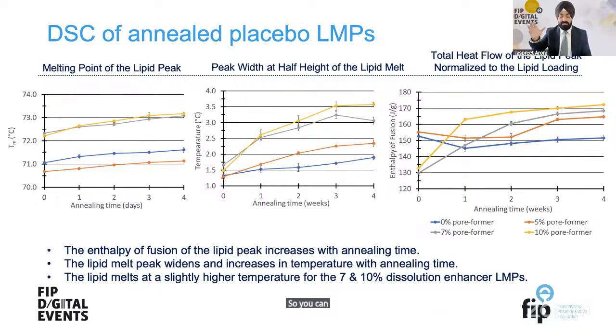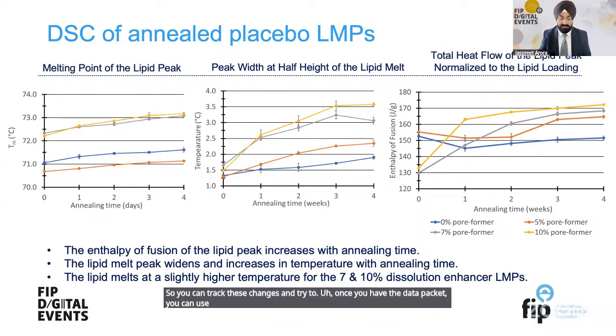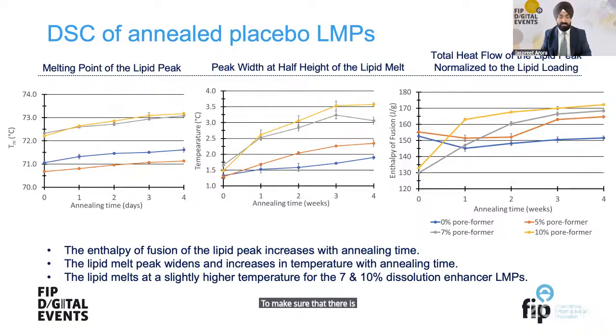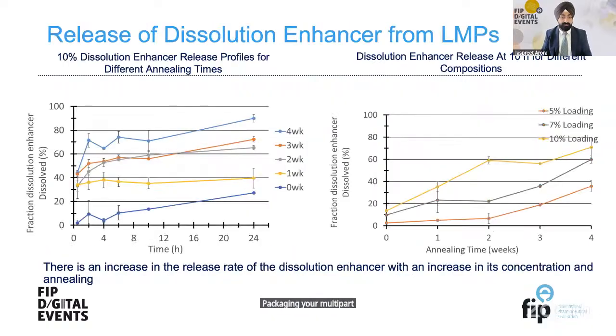So you can track these changes, and once you have the data packet, you can use thermal markers basically as an indicator of the completion of annealing. Then you can do your confirmatory dissolution tests to make sure that there is sufficient annealing, and you can progress to packaging your multi-particulates.